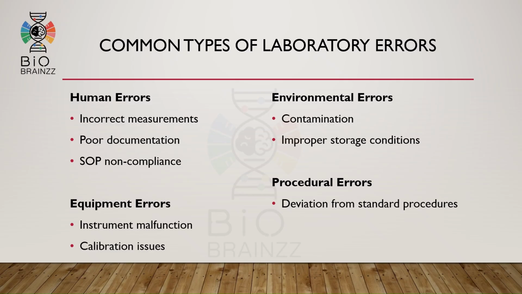Laboratory errors are classified into different categories. Human errors include incorrect measurements, poor documentation, and failure to follow SOPs. Equipment errors include instrument malfunction and calibration problems. Environmental errors may occur due to contamination or improper storage conditions. Procedural errors occur when laboratory personnel deviate from standard procedures.